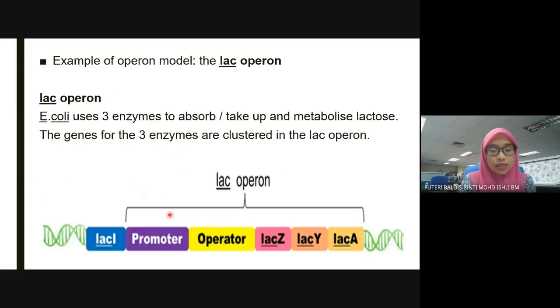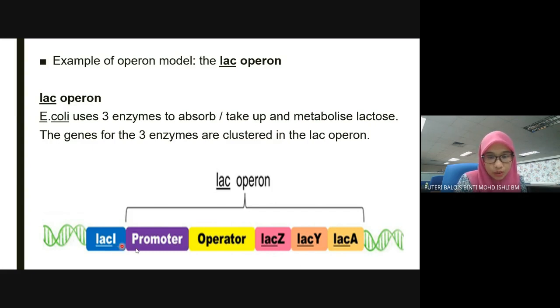Okay, promoter, operator, and three structural genes, which are Z, Y, and A. And this is Lac I. Lac I is not included in the lac operon. Lac I, or we call that the regulatory gene, will code for the repressor protein.